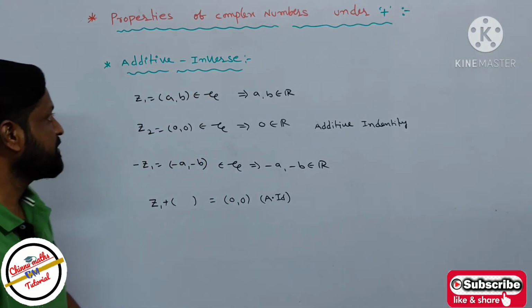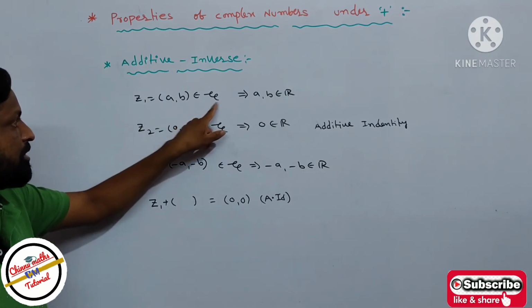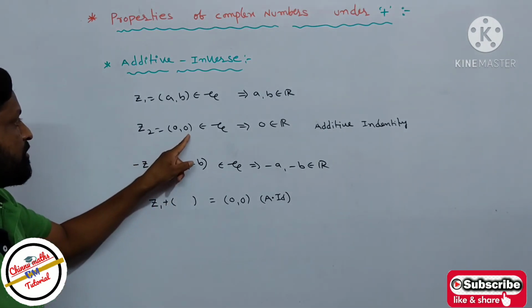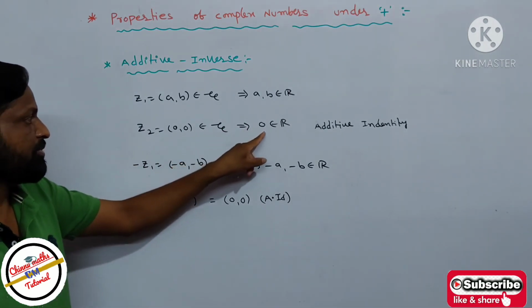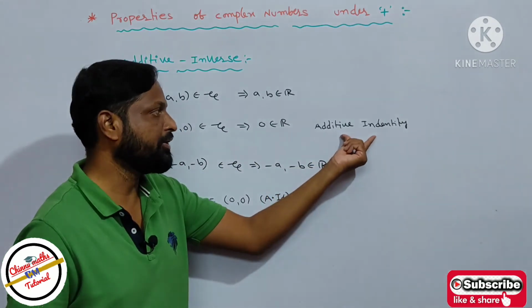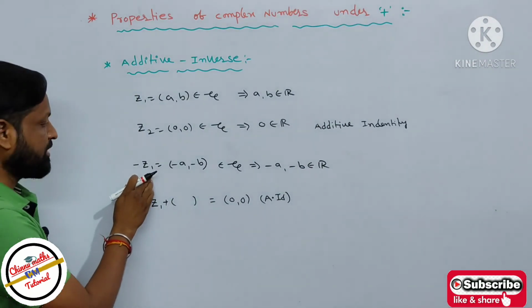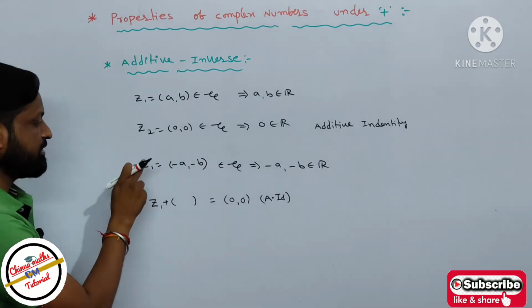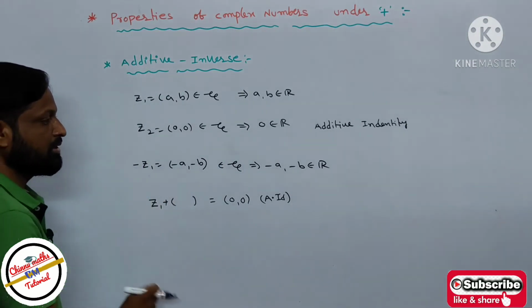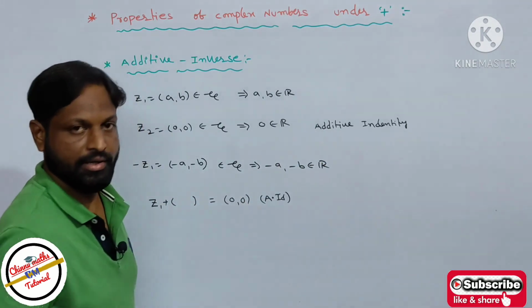What does additive inverse mean? I will take the complex number z1 equal to (a, b). It is a complex number, and a, b belong to R. Next, z2 equal to (0, 0). It belongs to the complex numbers, and 0 is a real number. (0, 0) is what we already discussed, the additive identity. Let me take one more complex number, minus z1. What is minus z1? It is the negative complex number of z1. So minus z1 equal to (minus a, minus b). It belongs to the complex numbers.